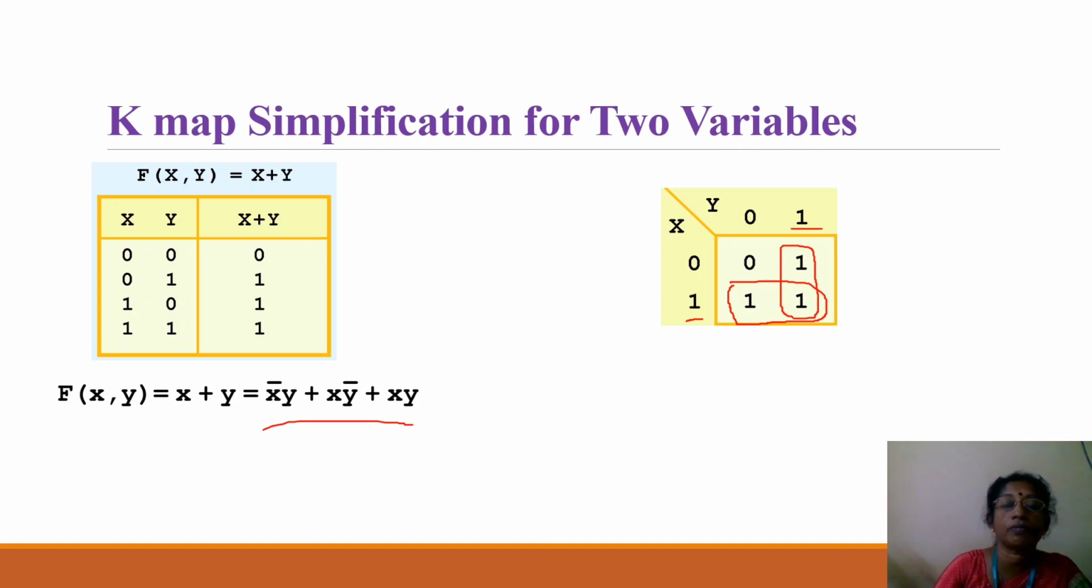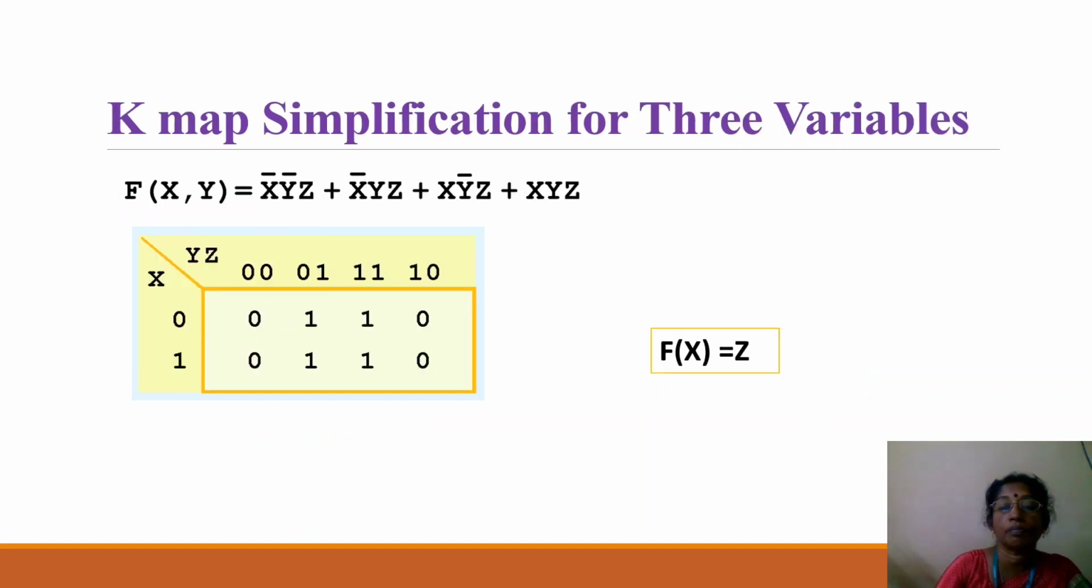So what will be your function? The function is x plus y. That's all. Can you follow? In this way, x is one group and y is another group. So from the expression given, you can form the K-map and you can simplify the two variable expression.